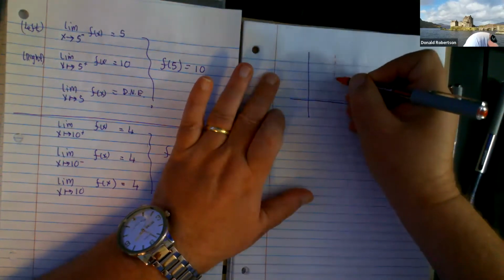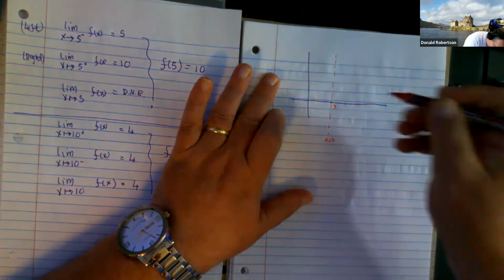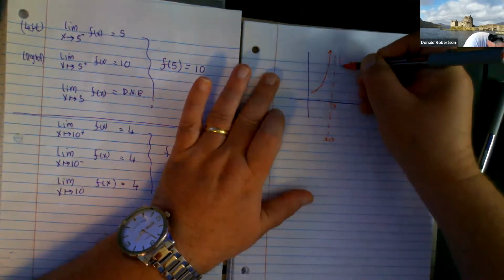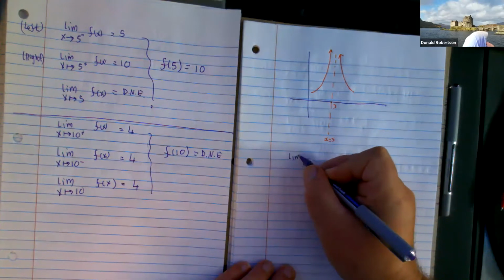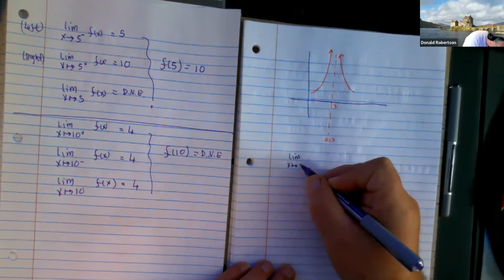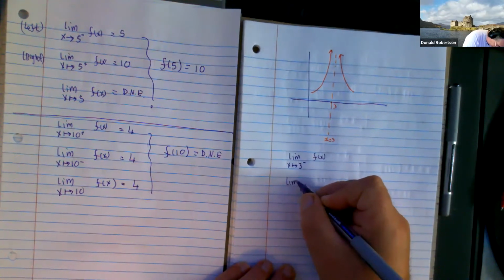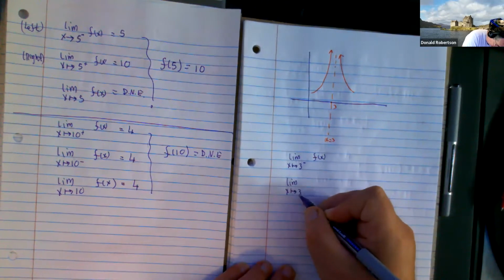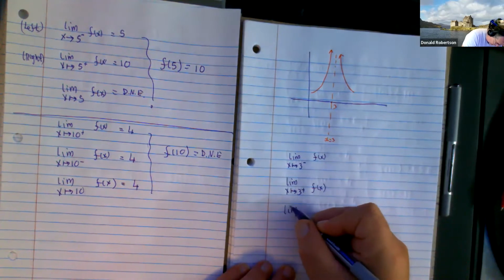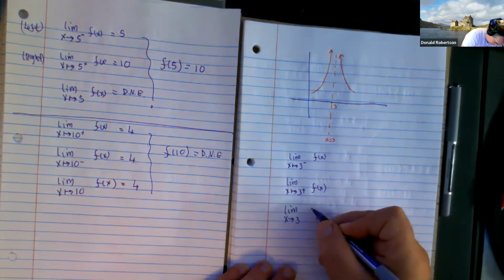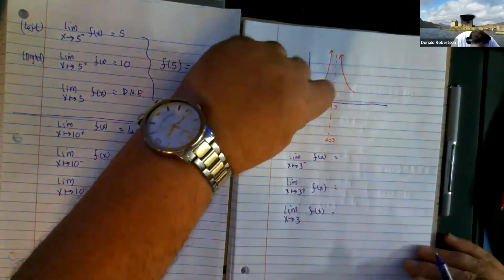I like pictures. Let's suppose this is our vertical asymptote at 3, and this is the function going up this way, and coming up that way. If I asked you to find the limit as x tends to 3 minus, that's the left limit. If I then said find the limit as x tends to 3 plus, it would be that. If I then asked you to find the overall limit as x tends to 3, you'd write it like that.